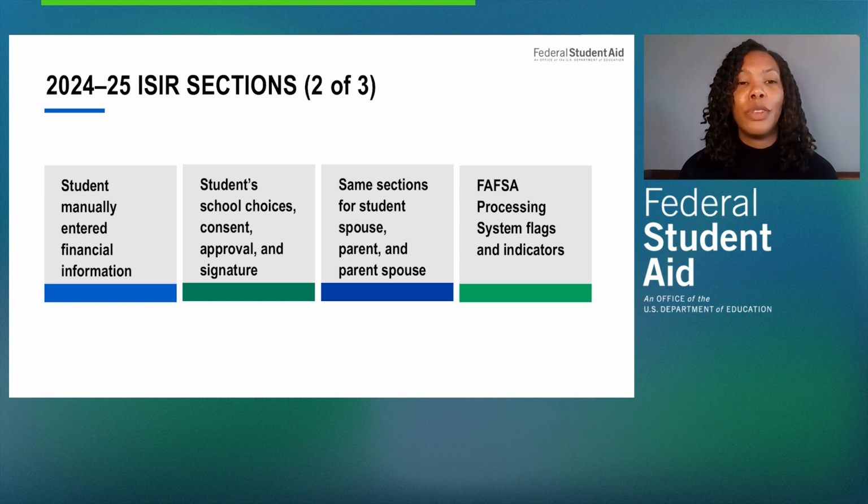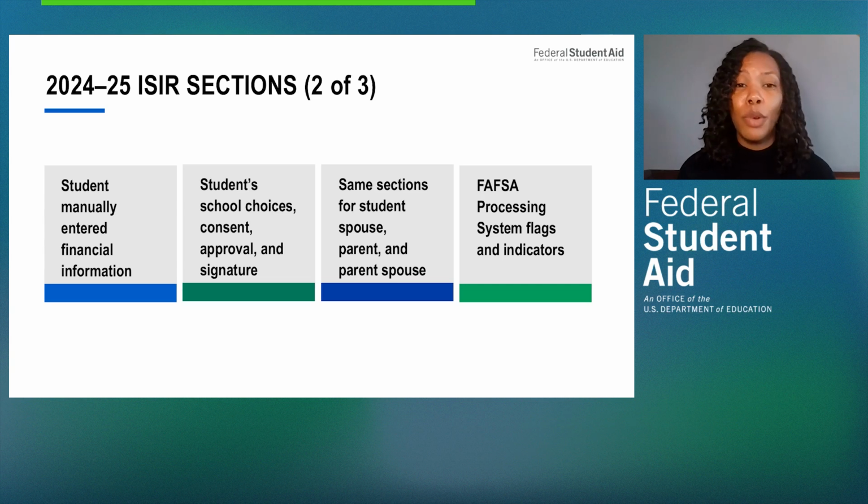And then we have the student school choices, the consent and approval, which is 2 different things, and the signature for the FAFSA in general. And then we have the same sections for the student spouse and the parent spouse.